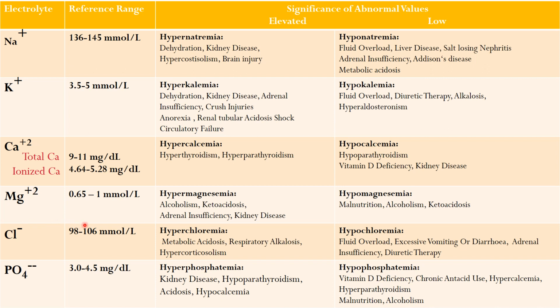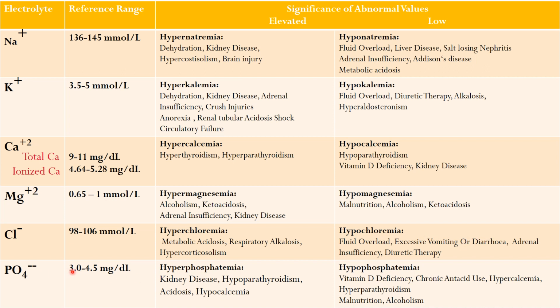Chloride ion normal range is 98 to 106 millimoles per liter. A value above 106 millimoles per liter of chloride in any sample is hyperchloremia, and which is seen in metabolic acidosis, respiratory alkalosis, and hypercortisolism. Hypochloremia, on the other hand, is a value below 98 millimoles per liter, seen in fluid overload, excessive vomiting or diarrhea, adrenal insufficiency, diuretic therapy.